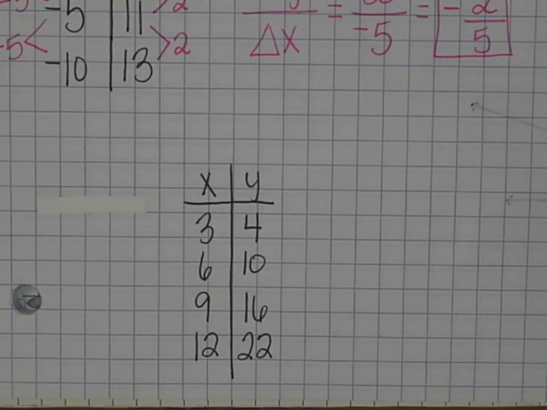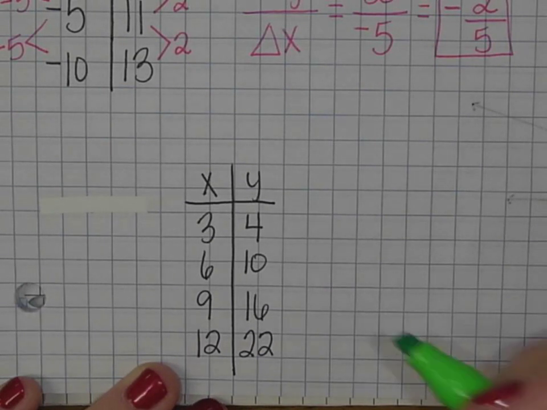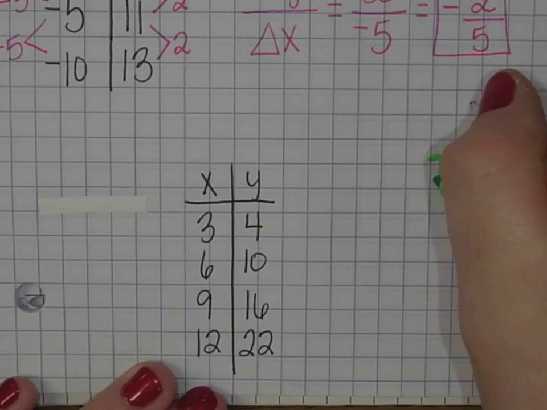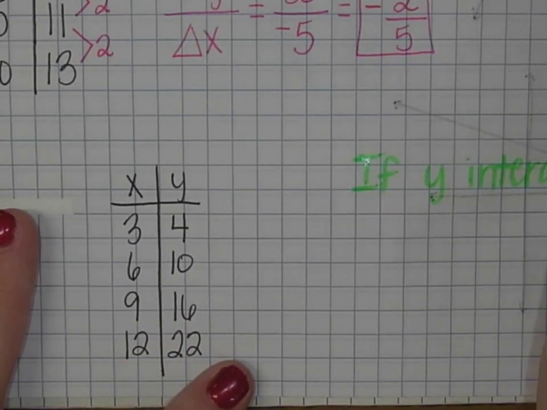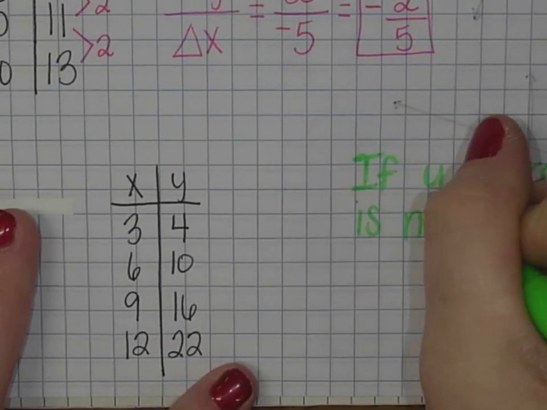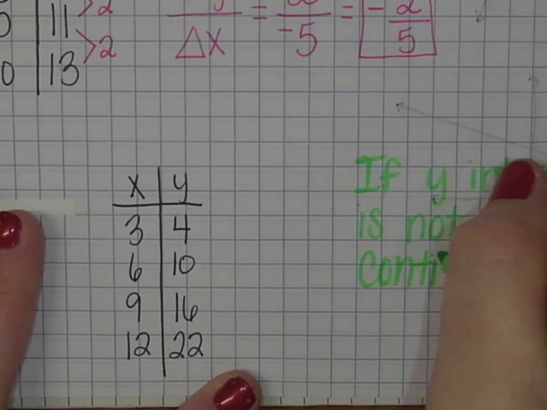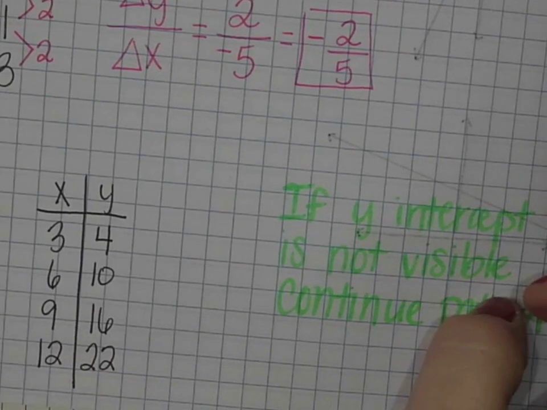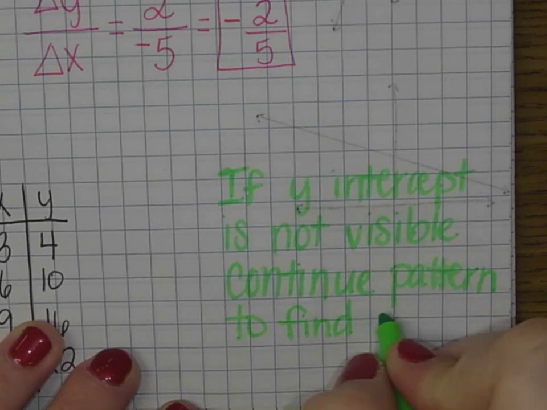Okay, let's do this next one. Let me get my highlighter and let's find the y-intercept. So I'm looking for when x equals 0. Well, x doesn't equal 0 in any of those. So if the y-intercept is not visible, continue the pattern to find it.